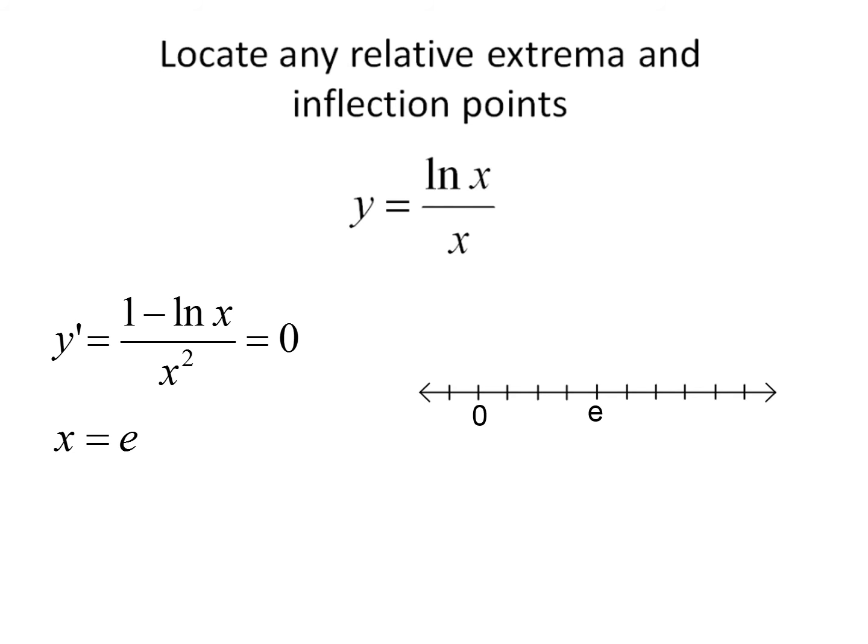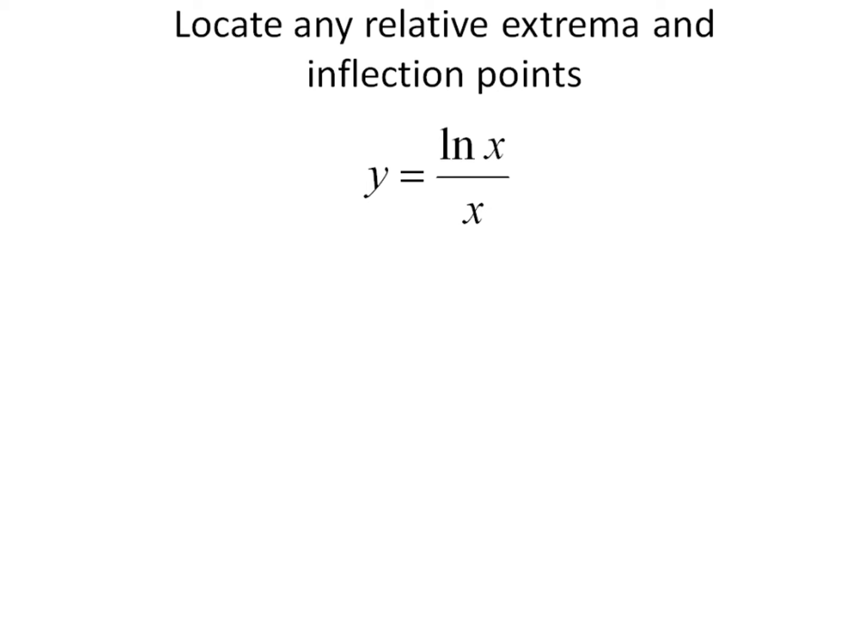So evaluating this, I see that between 0 and e, my derivative is positive, and from e to infinity, my derivative is negative. Therefore, e is a local max. And to get 1 over e, of course, I just evaluated the original function at e.